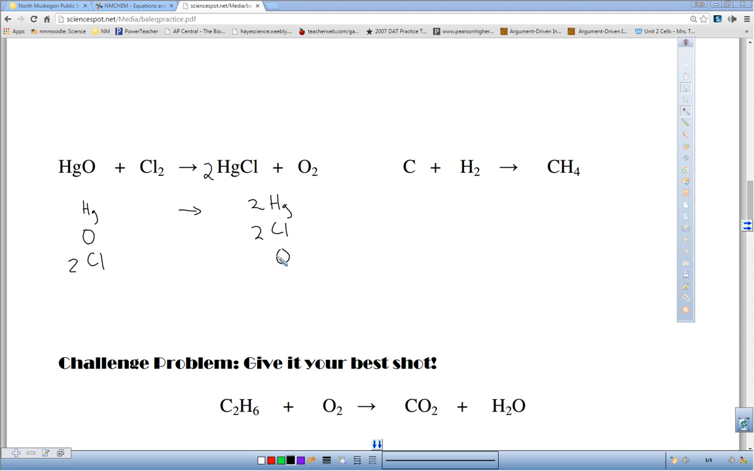If I look at the rest of this side, I have 2 oxygen here. How many oxygen do I have here? I only have 1, and I only have 1 mercury. If I put a 2 in front of here, I now have 2 mercury and 2 oxygen, and I still have 2 chlorine.